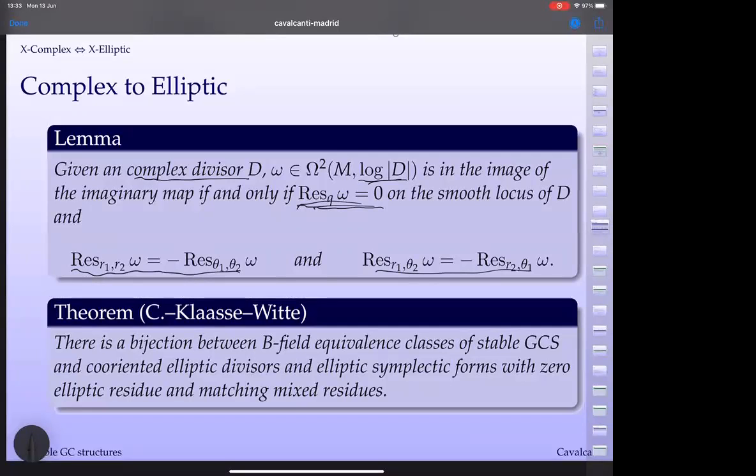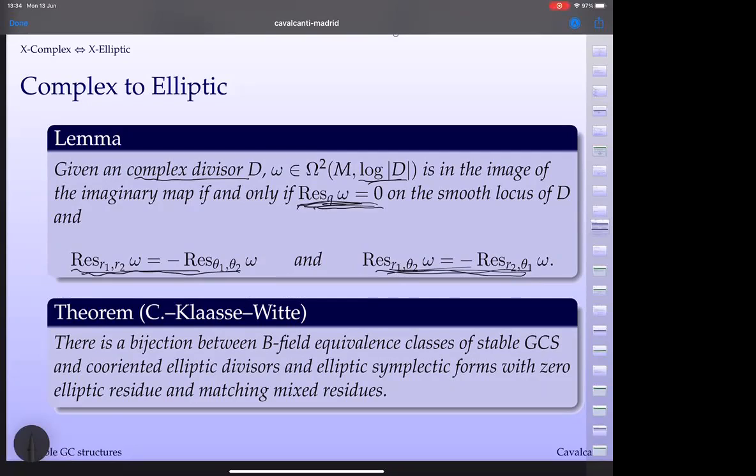And that's the theorem, there's a bijection. If you have that, you really are done. There's a bijection between stable generalized complex structures and oriented elliptic divisors with elliptic symplectic forms with 0 elliptic residue, and matching mixed residues as in these 2 equations here. So this is really all you need to do if you want to put stable generalized complex structures with self-crossings in your manifold.